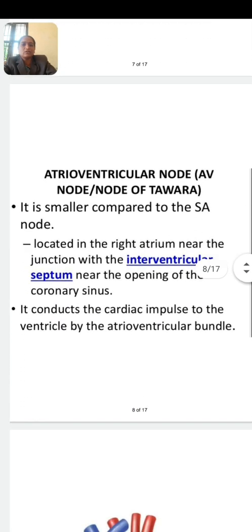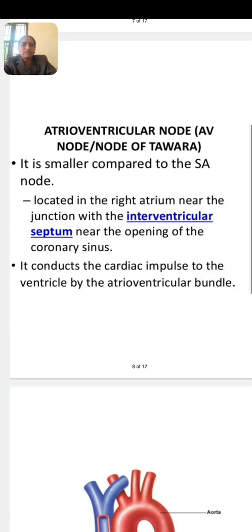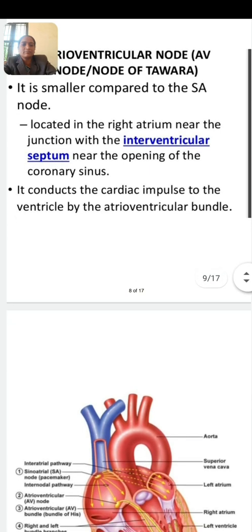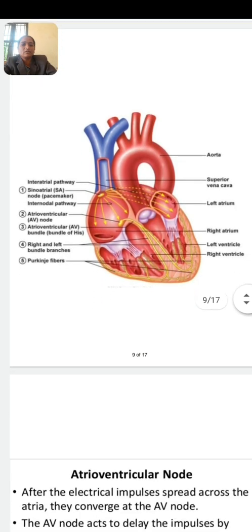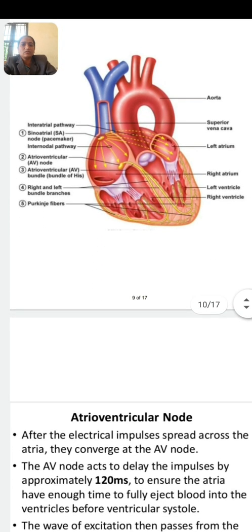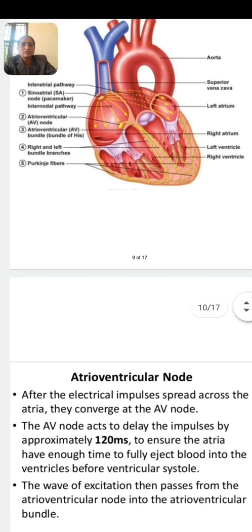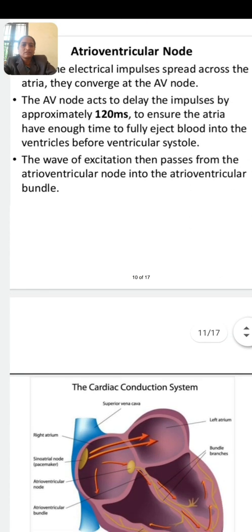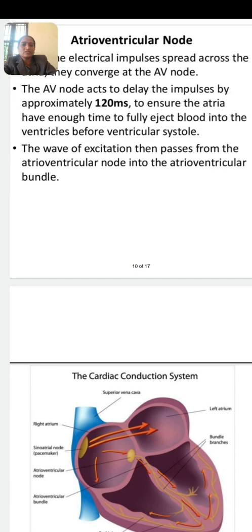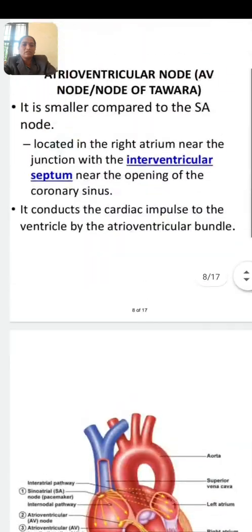The second component is the atrioventricular node, or AV node. It is small compared to the SA node and is located in the interatrial septum near the opening of the coronary sinus. What is its function? It conducts the cardiac impulses to the ventricles by the atrioventricular bundle. The diagram gives the location of the conducting components. The wave of excitation or contraction passes from the SA node to the AV node and from the AV node to the bundle of His.